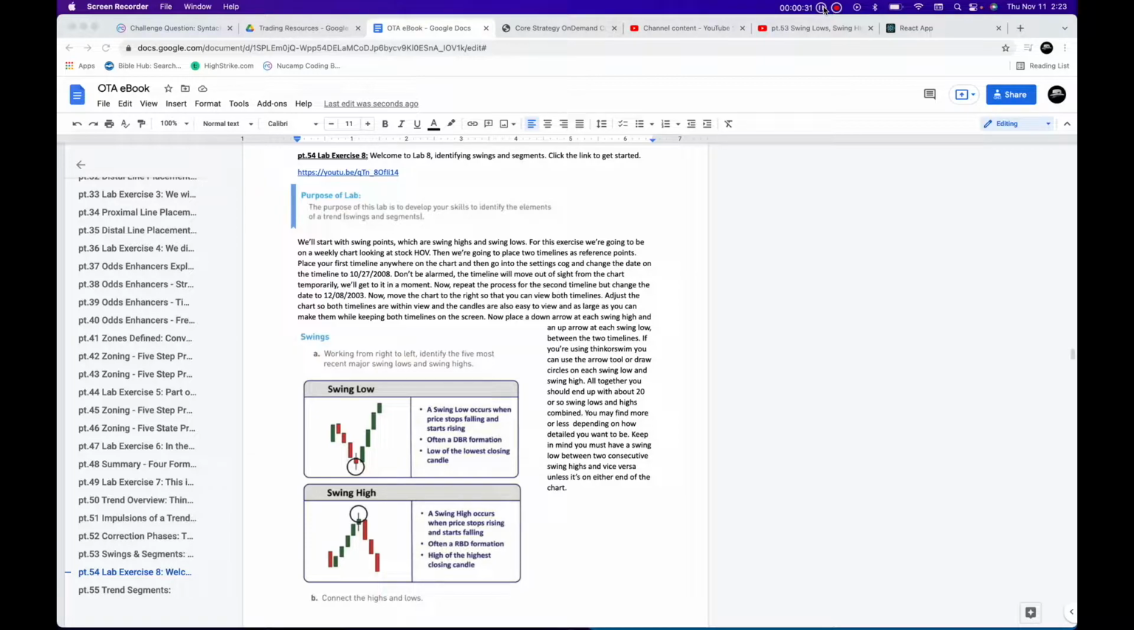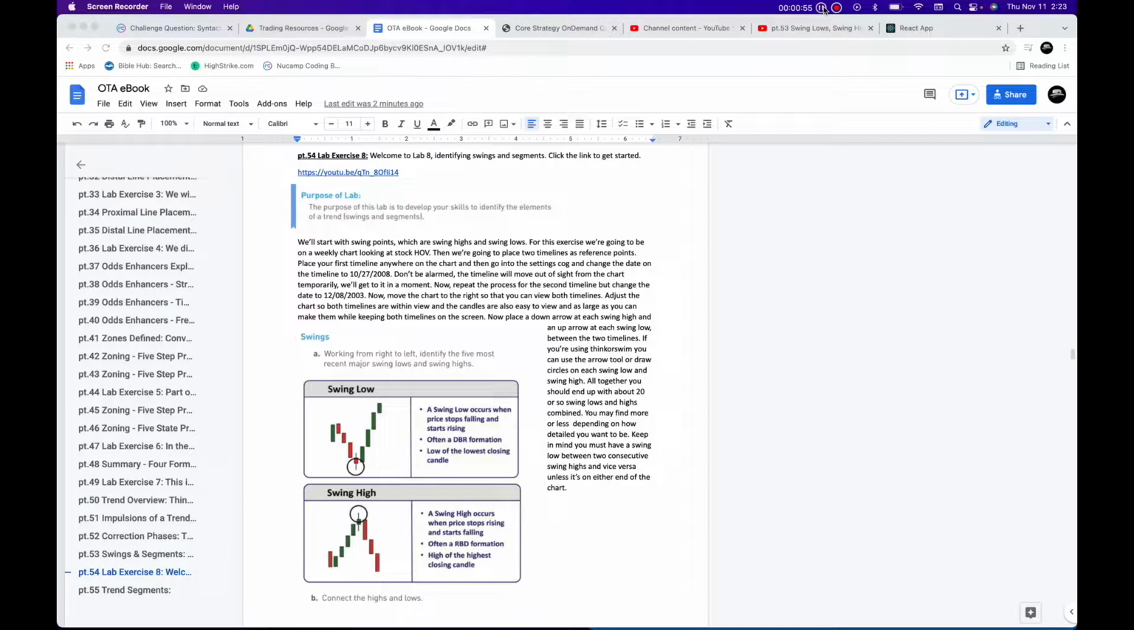We're going to place our first timeline anywhere on the chart and then go into the settings cog of your trading platform and change the date on the timeline to October 27th, 2008. Now don't be alarmed, but once you do that, the timeline is going to move out of sight on the chart. This is just temporary, and we'll get to that in a moment.